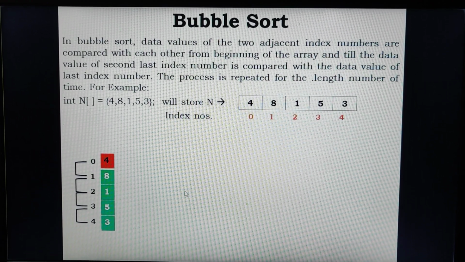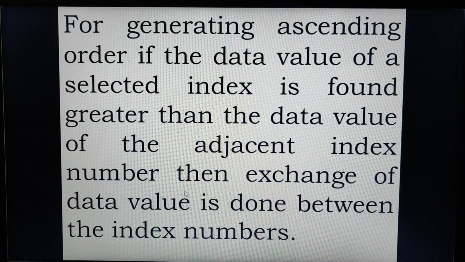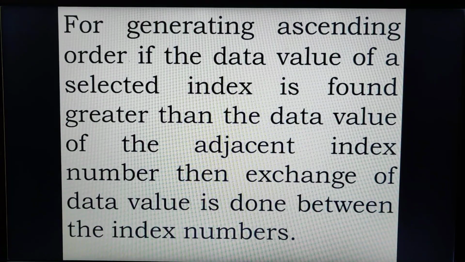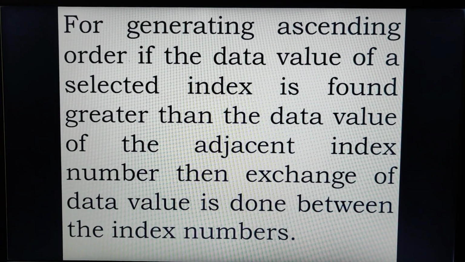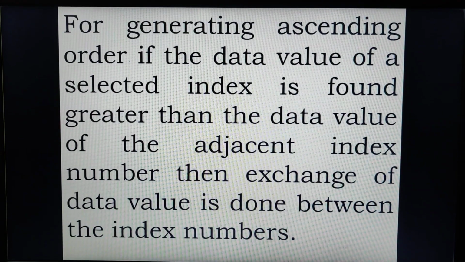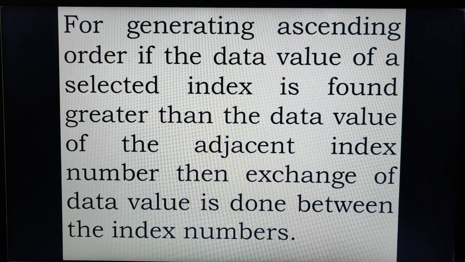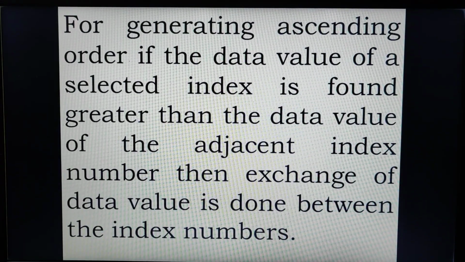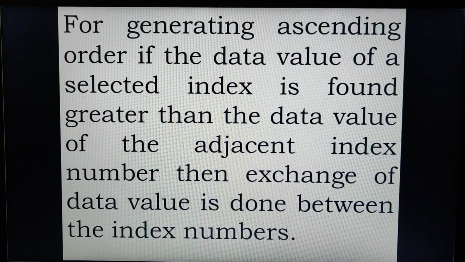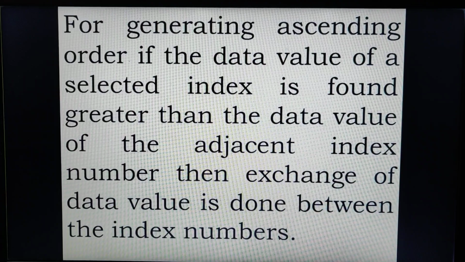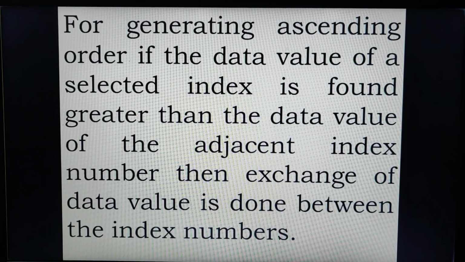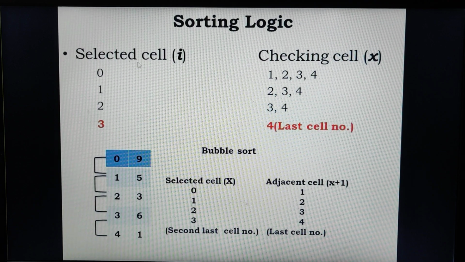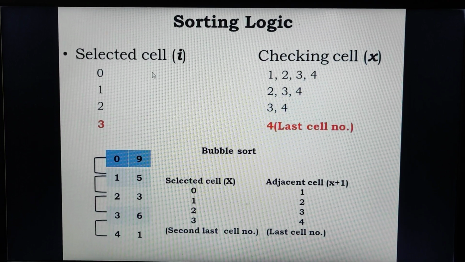So let's see how this works in this process. In generating ascending order, if the data value of the selected cell, that's your first cell, let's say the 0 number, is found to be greater than the data value of the adjacent cell, that's the next cell, then the exchange of data value is done. So in generating ascending order, if the first cell value is greater than the second, then we will make the exchange.